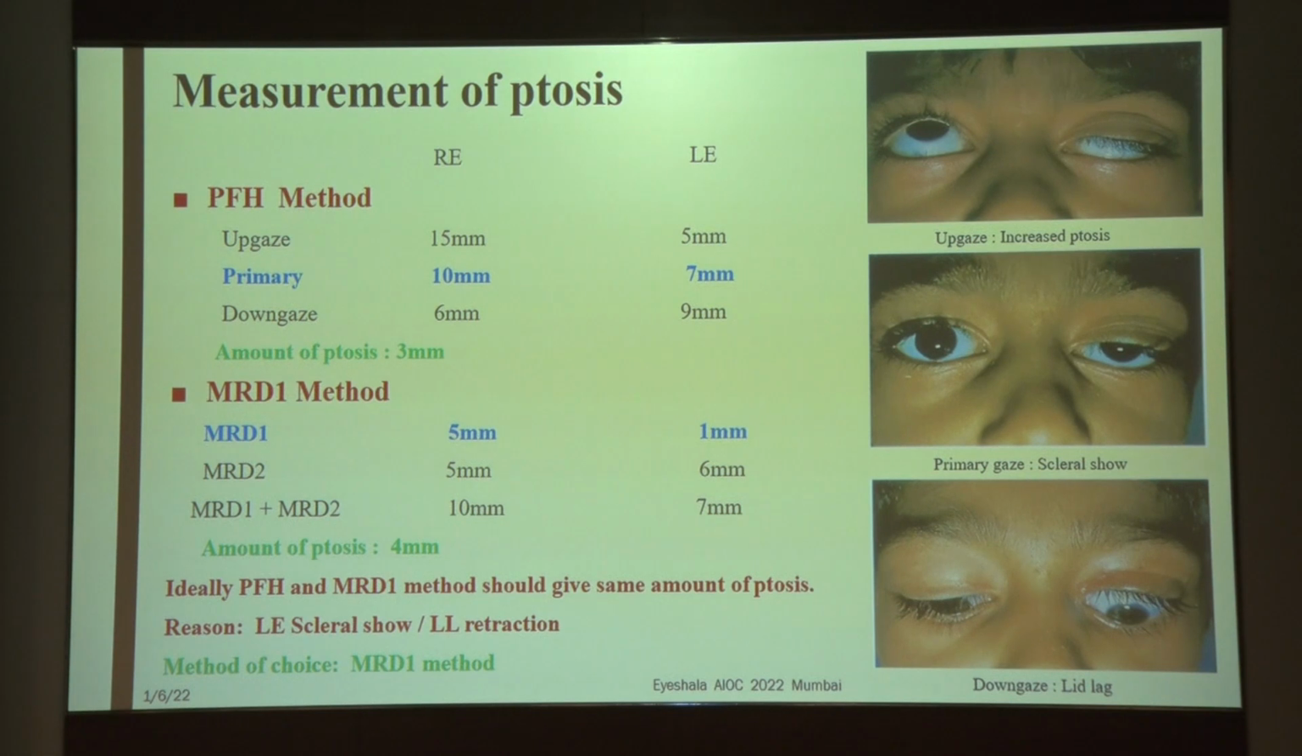As I told you, MRD1 plus MRD2 should be equal to PFH, that is okay. But now what to do? One is saying 4 and one is saying 3. So what is the reason? Your measurements are normal. You have made no error in your measurements.